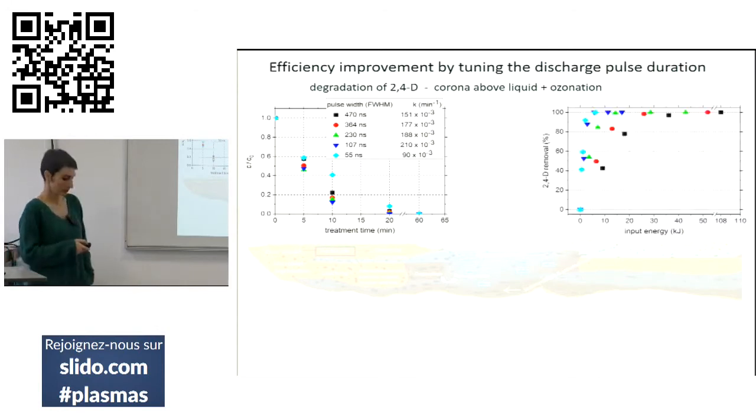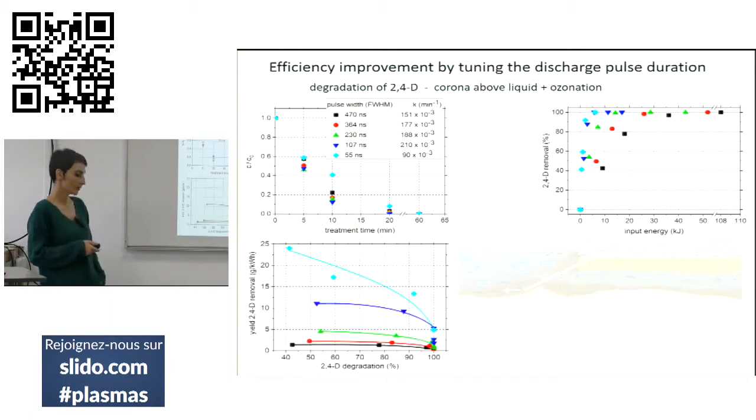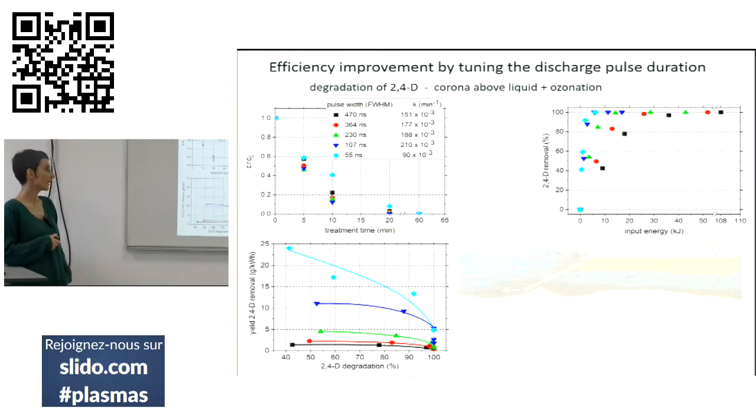And then we put the same data as a function of input energy. And here we can clearly see a difference. So we can see that we obtain the same removal, but at lower input energy if we reduce the pulse duration. And this means, of course, increased energy yield.